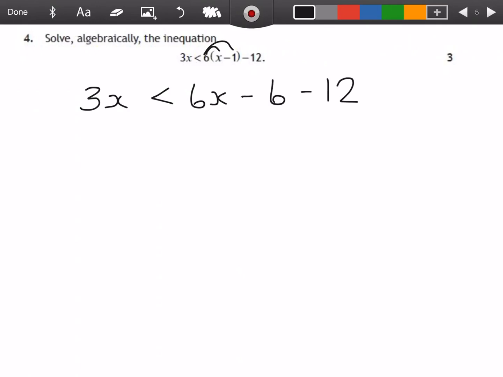So all I've done there is I've removed the brackets. Okay, now we've got x terms on both sides of, well, I was going to say the equal sign. Remember, we're really treating this as an equation. Solve it as an equation, but just be careful. There's a couple of things you need to remember.